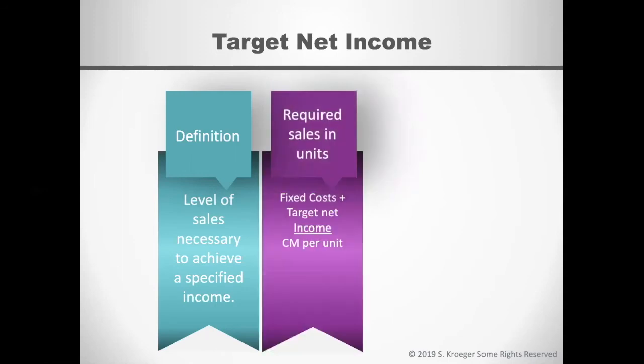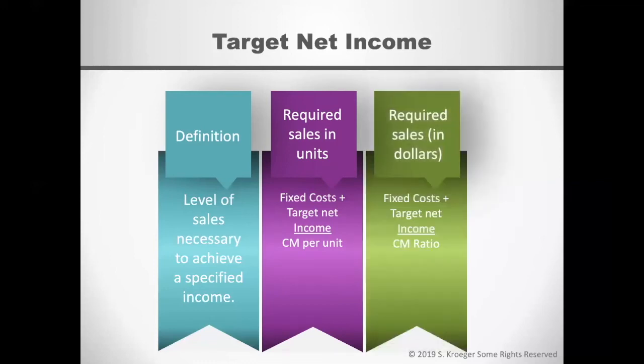The first formula is to determine how many sales in units we need to sell in order to achieve our specific net income. We would add our fixed costs plus that target net income, in my example it would be $1 million, divided by your contribution margin per unit. The second formula is to see what our sales in dollars need to be in order to achieve that target net income. We would add fixed costs plus the target net income, then divide by the contribution margin ratio. Let's practice this problem now.